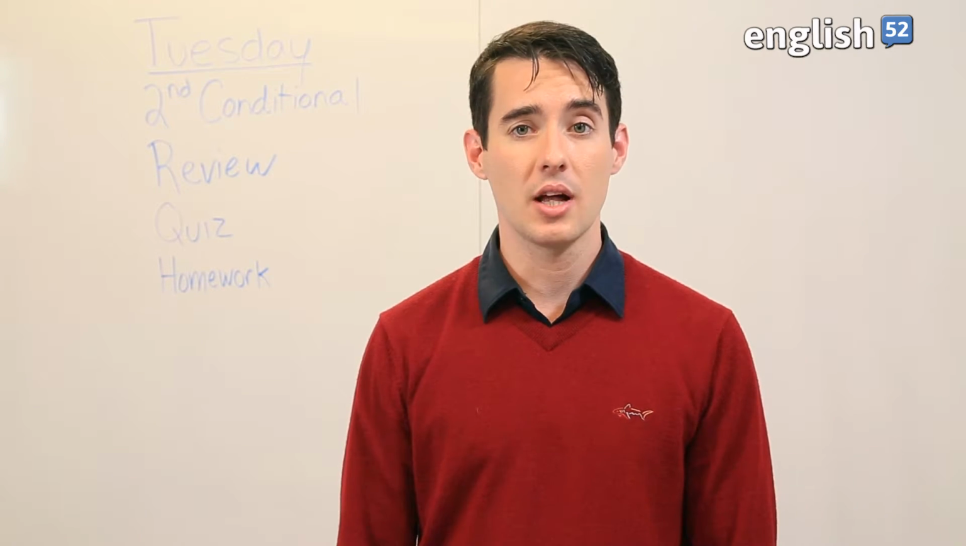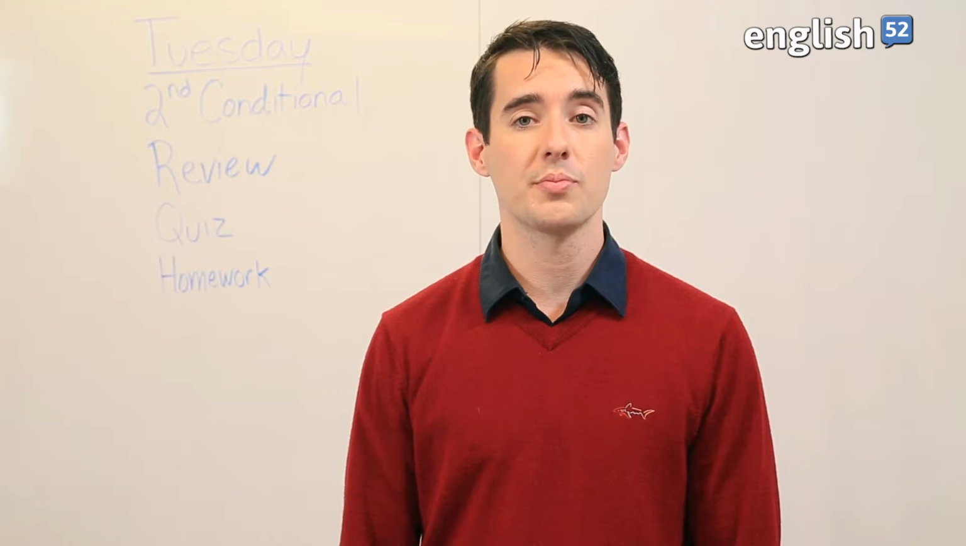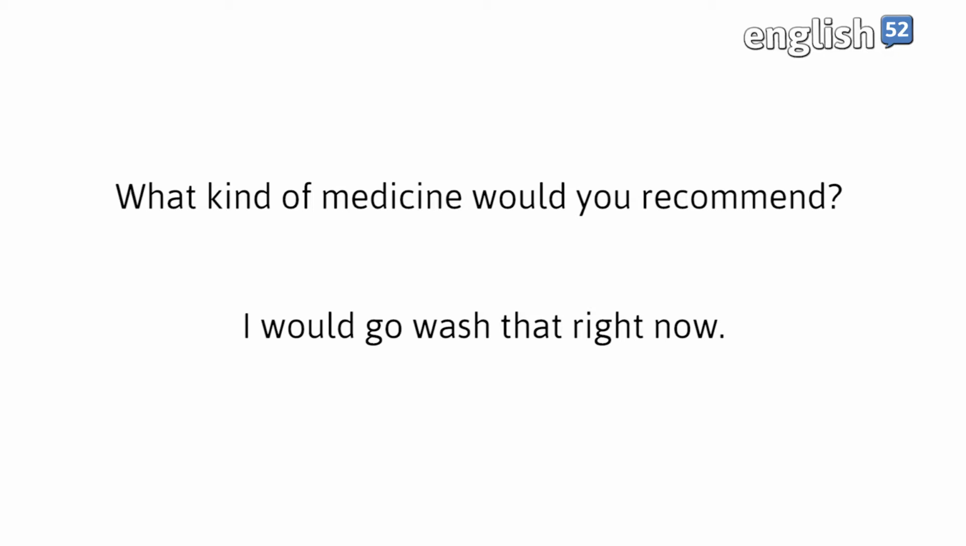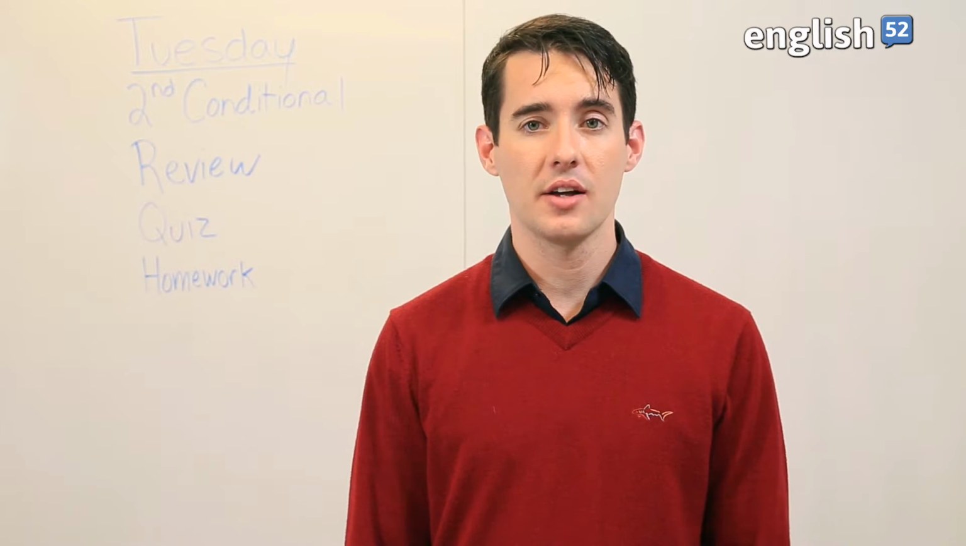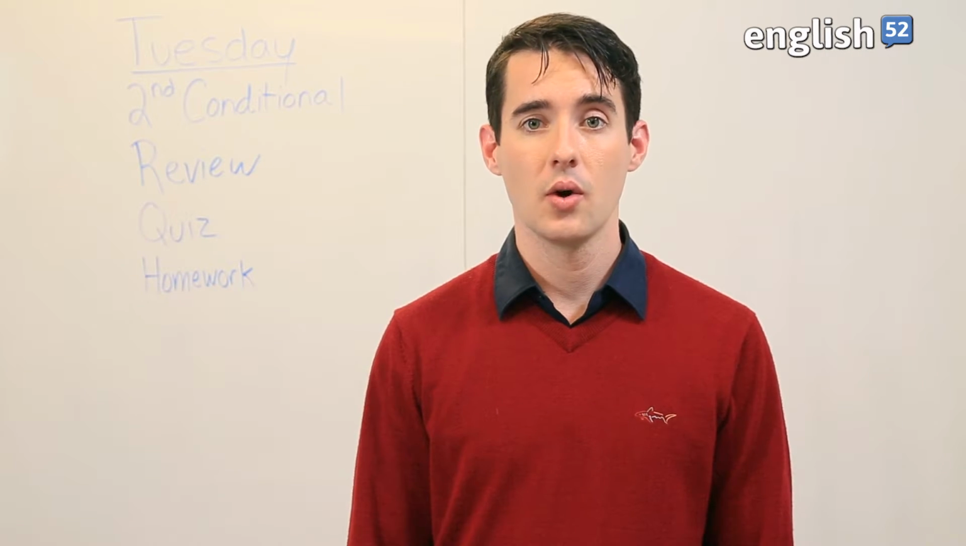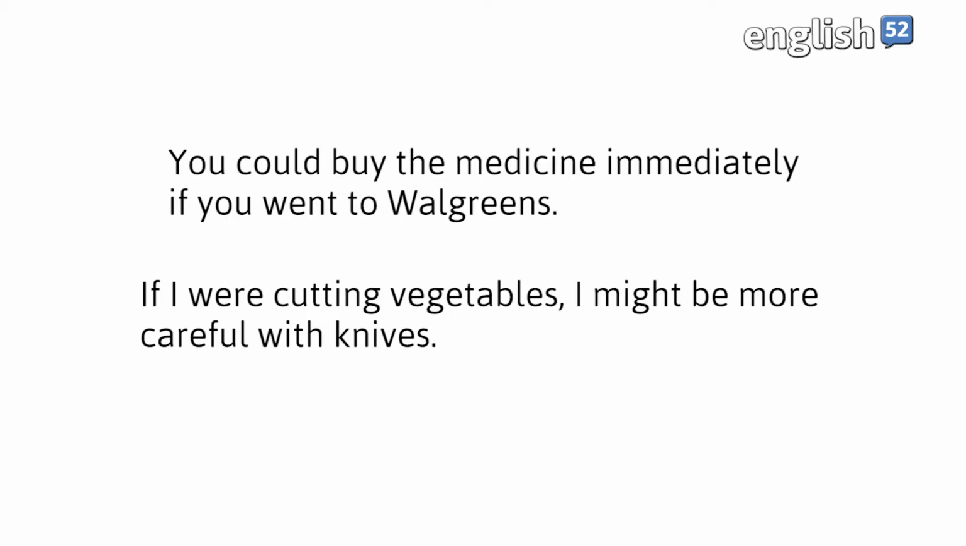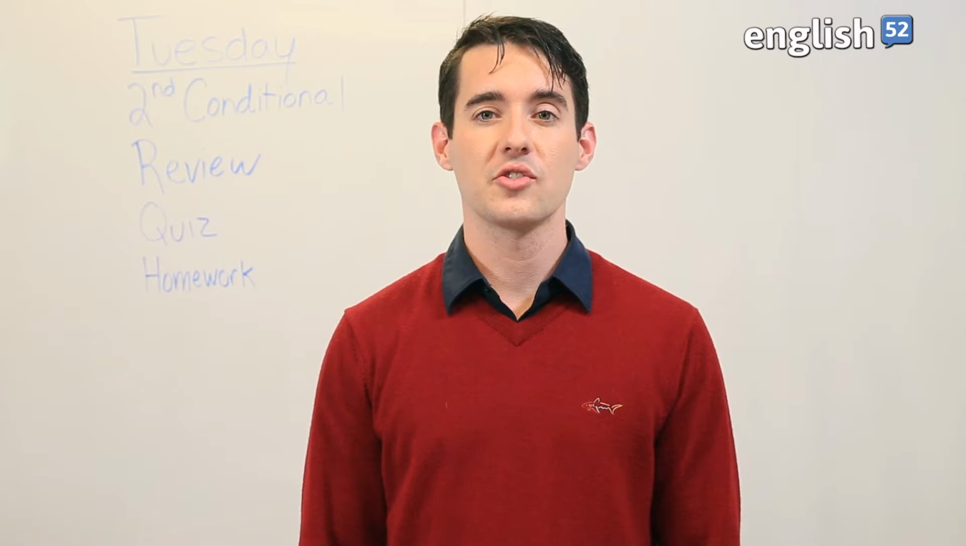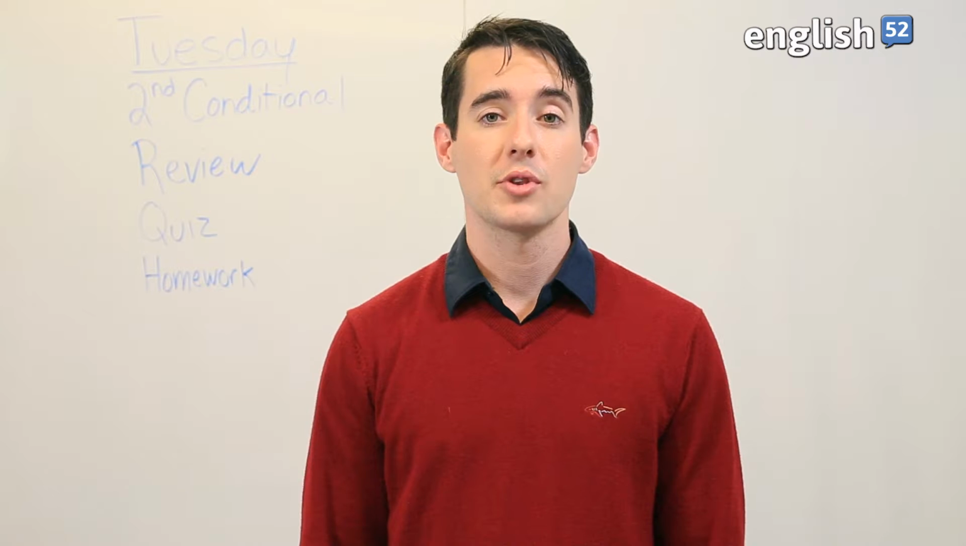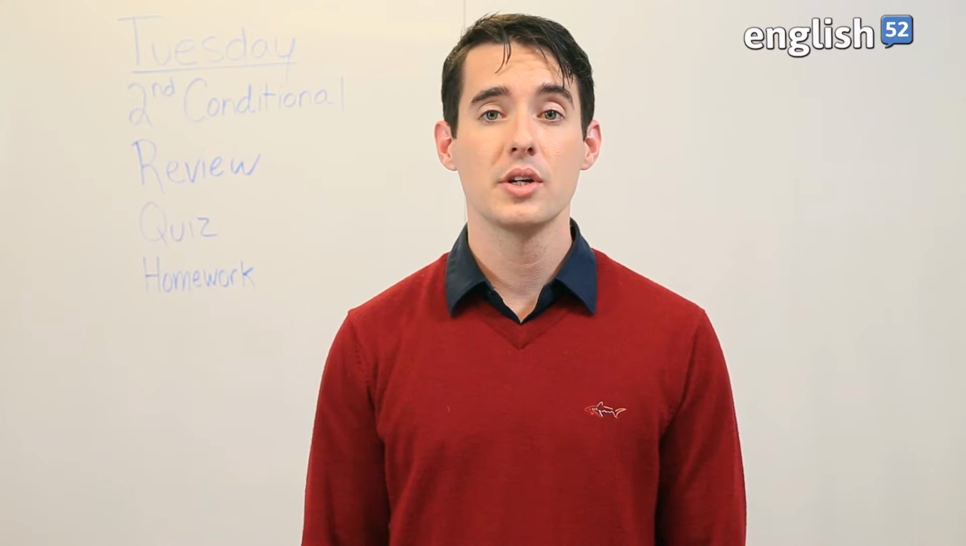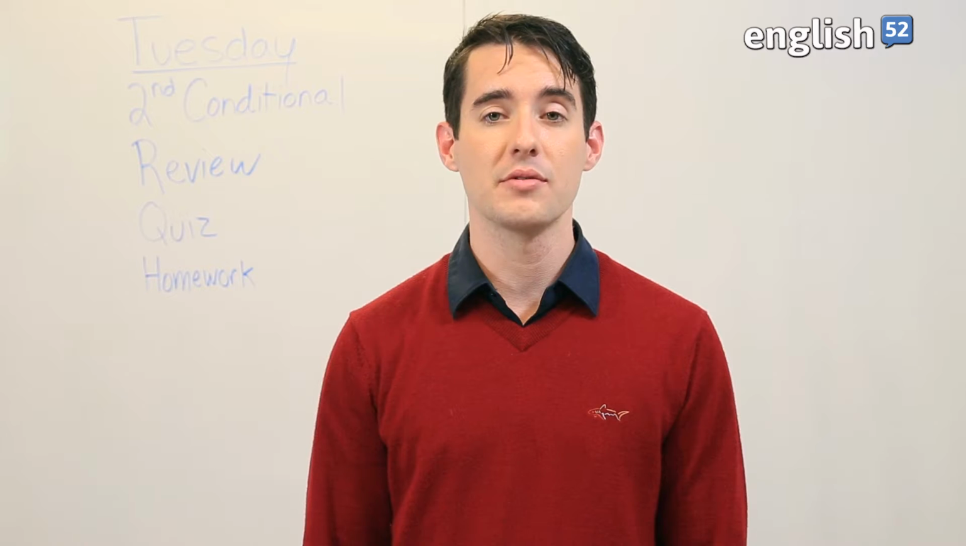Sometimes the conditional or if clause is implied and not written or spoken out loud. For example, what kind of medicine would you recommend? I would go wash that right now. The main clause can contain would, could, or might. For example, you could buy the medicine immediately if you went to Walgreens. If I were cutting vegetables, I might be more careful with knives. The second conditional is constructed using if plus the past simple for the conditional or if clause, followed by would, could, might, plus the base form of a verb.